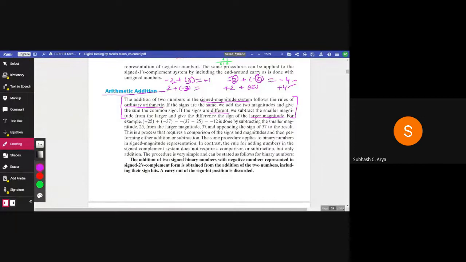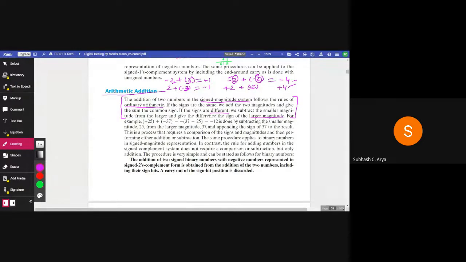Same goes here. If we compare these two magnitudes, 2 plus -3. What will happen here? Magnitude wise, 2 is smaller than 3. 2 will be subtracted from 3, so it will be 1, and put the sign of larger magnitude. What is the sign of larger magnitude? That is minus. Okay, so this is what is written here.